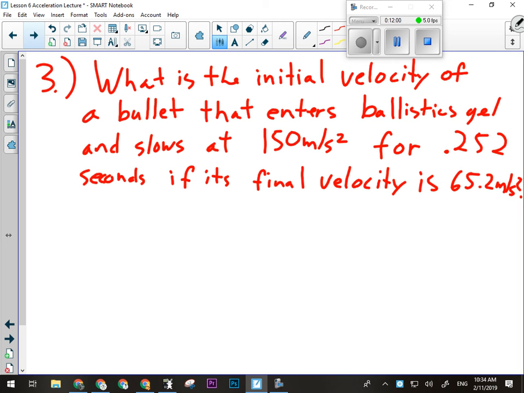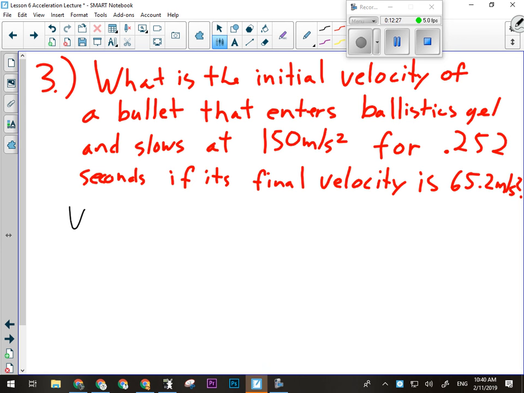Okay, we're looking for the initial velocity of a bullet that enters ballistics gel. That's that stuff they use on Mythbusters sometimes when they shoot stuff at it because it has the same consistency as the human body. It slows at 150 meters per second squared for 0.252 seconds. Its final velocity is 65.2, which means it didn't stop. That's a through and through. The bullet didn't stay inside, it went all the way through. Okay, not good.